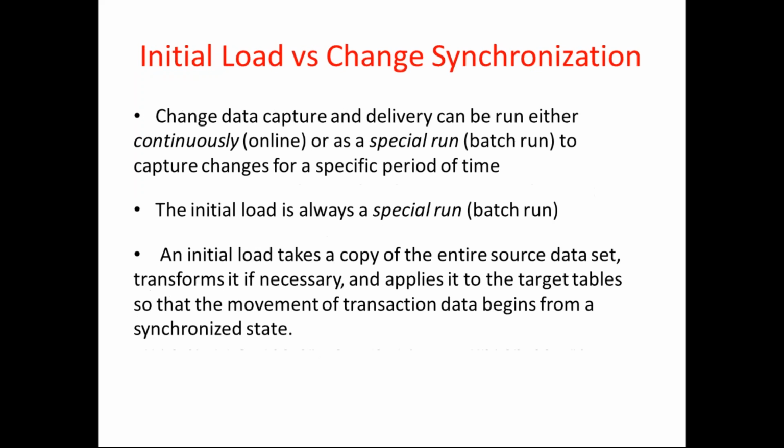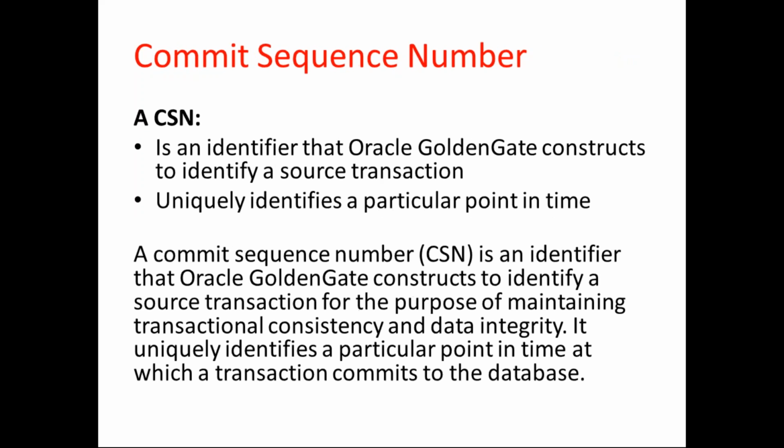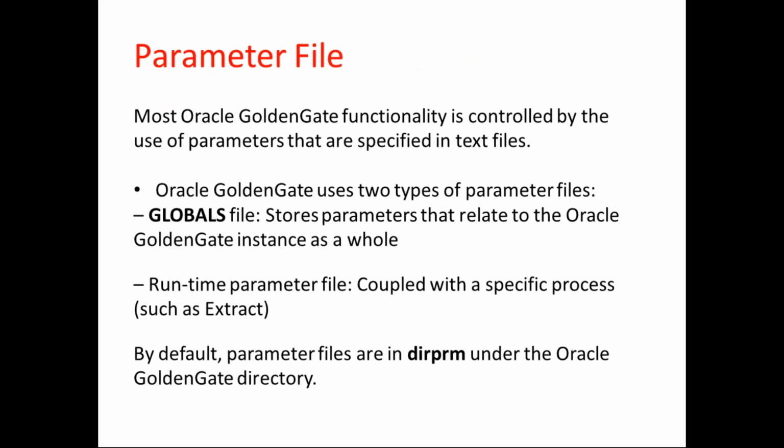So your parameter file is the configuration file of each group. You will create a parameter file for each group, for each extract, pump, and replicat. There are two types of parameter files. One is a global parameter file, which is a file executed at the time you log in to GoldenGate.